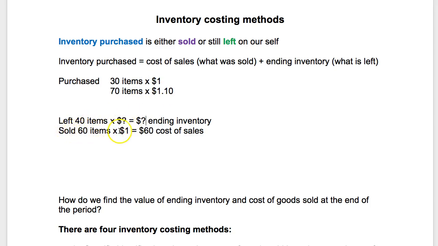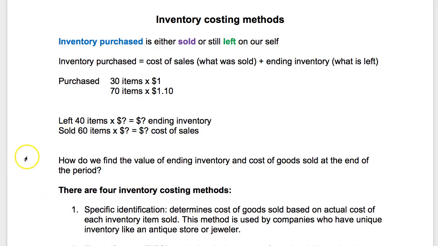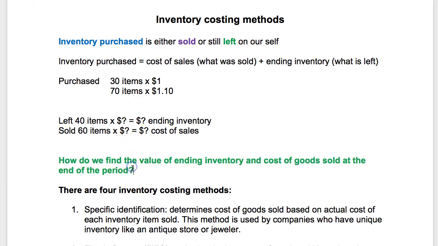And I've sold 60 items. What number do I put here? Again, is it $1 or $1.10? These are identical items. You can't tell the difference between the $1 items and the $1.10 items. So how do we work out these numbers for our financial statements, the ending inventory and the cost of sales? This is the question that we have here. How do we find the value of ending inventory and cost of goods sold at the end of the period when we have a change in the cost?